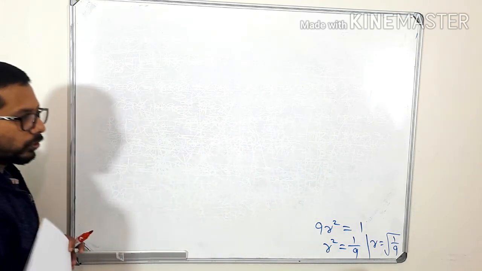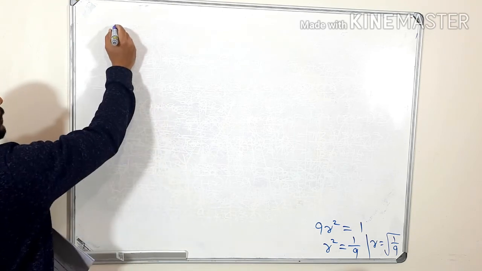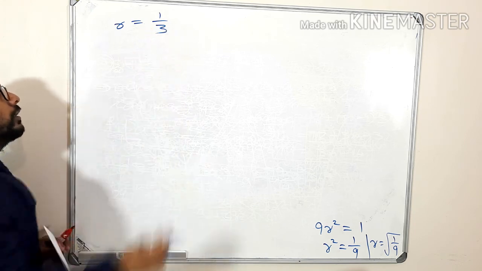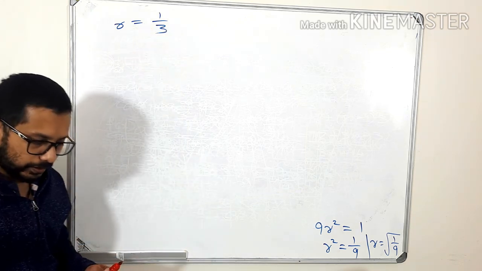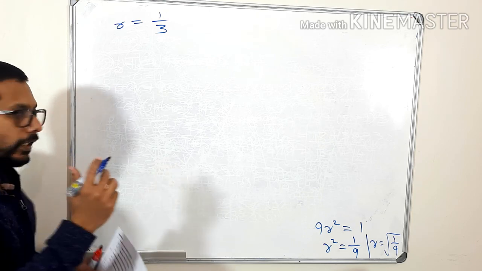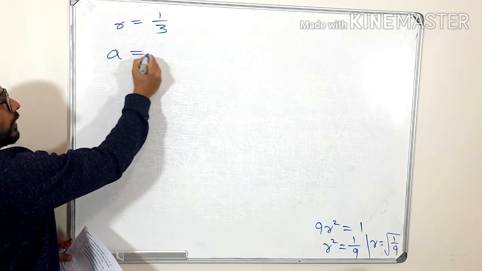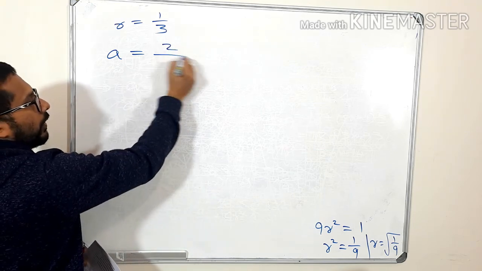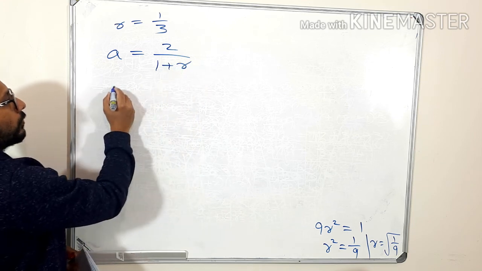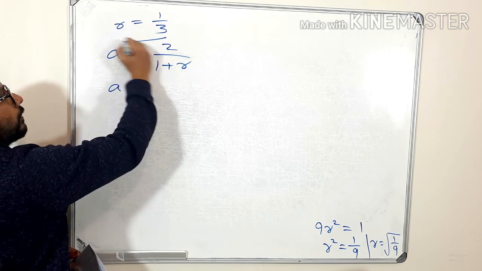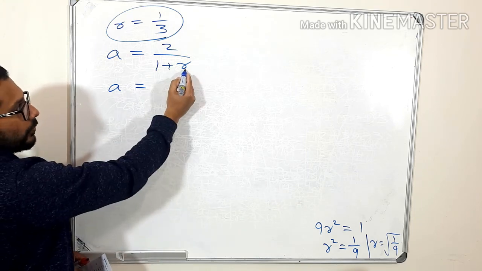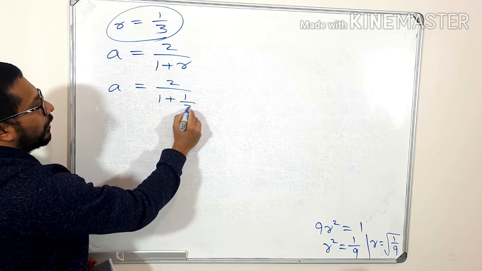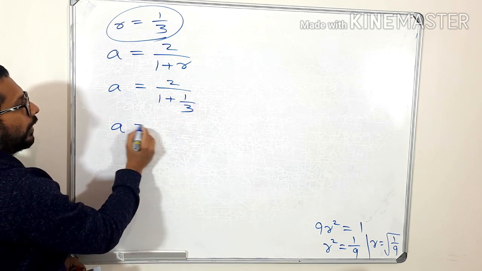So R is equal to root of 1 by 9. That means root of 1 is 1, root of 9 is 3, so the value of R is 1 over 3. But we have an expression for A in terms of R. What was that expression? In the previous question we got an expression A is equal to 2 divided by 1 plus R. Now we know what R is, so I'm going to substitute here: 2 divided by 1 plus 1 over 3. Take your calculator and try to find the answer.